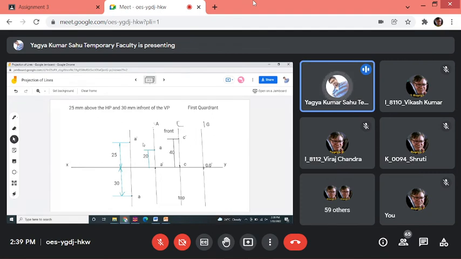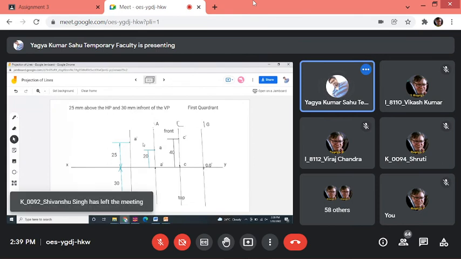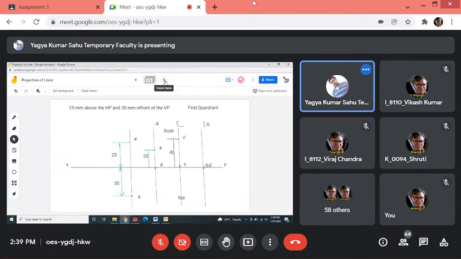And what about the top view? Any point in front of VP, you will get the top view below XY. Any point behind VP, you will get the top view above XY. Is it okay? Yes, sir.